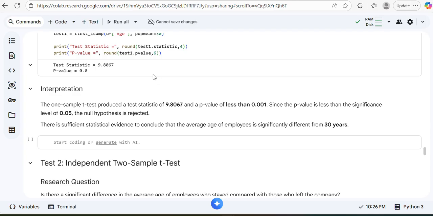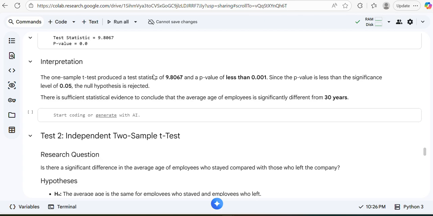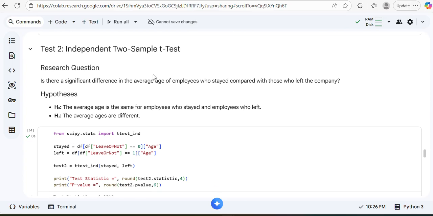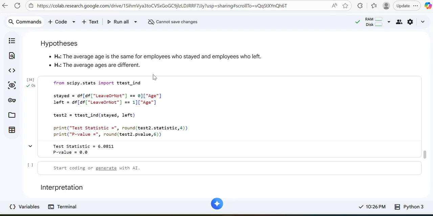The second test compared the average age of employees who stayed with those who left. Again, the p-value was less than 0.05, indicating a significant difference in the average age between the two groups. The final hypothesis test examined whether the employee turnover proportion is different from 40%. This means there was sufficient evidence to conclude that the turnover rate differs significantly from 40%.